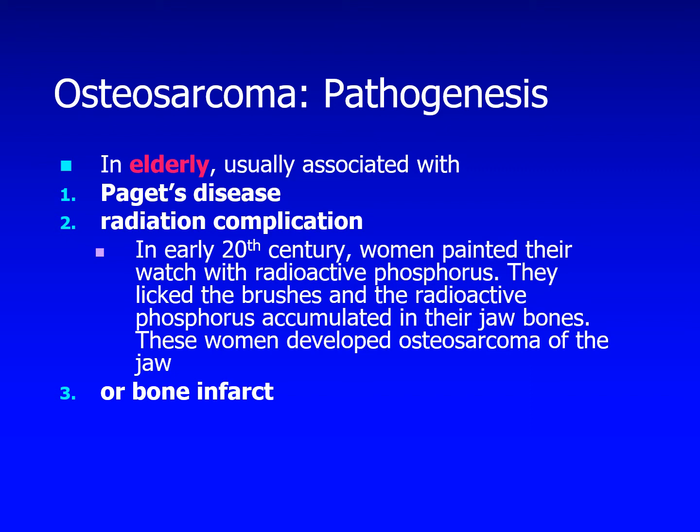For example, in the early 20th century, the women painted their watches with radioactive phosphorus, and they usually did this by licking the brushes and putting the radioactive phosphorus on the brush. The radioactive phosphorus accumulates in their jaw bones, so these women usually developed osteosarcoma of the jaw.